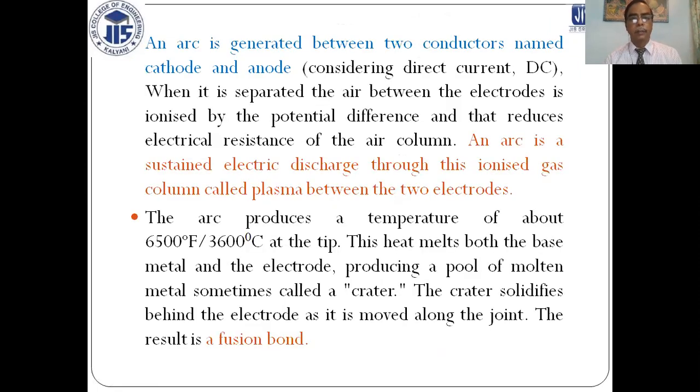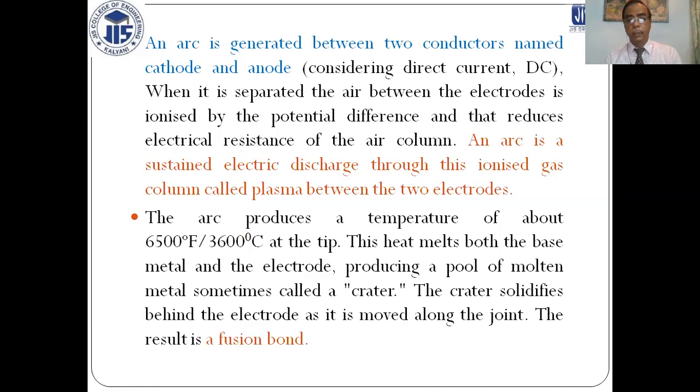An arc is generated between two conductors named cathode and anode, functioning on direct current, DC. When it is separated, the air between the electrodes is ionized by the potential difference, and that reduces the electrical resistance of the air column. An arc is a sustained electric discharge through this ionized gas column, called plasma, between the two electrodes. The arc produces a temperature of about 6,500 degrees Fahrenheit, 3,600 degrees centigrade, at the tip.